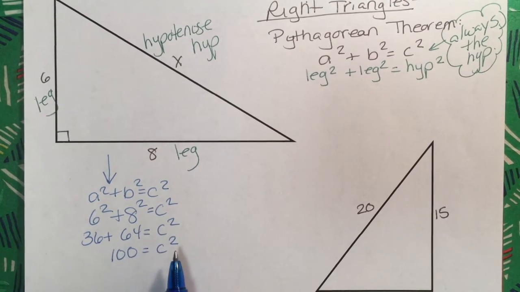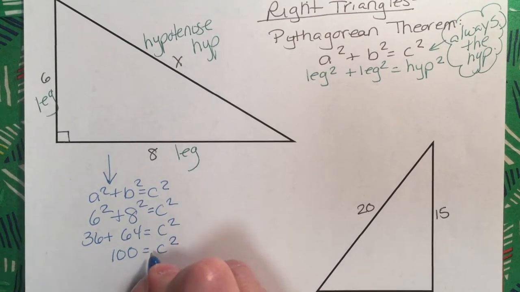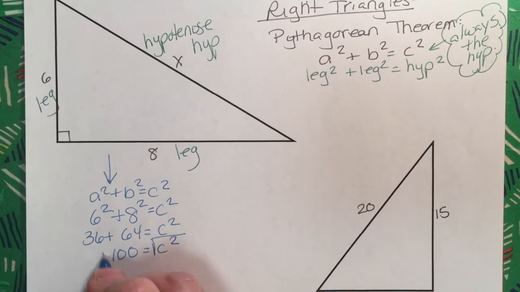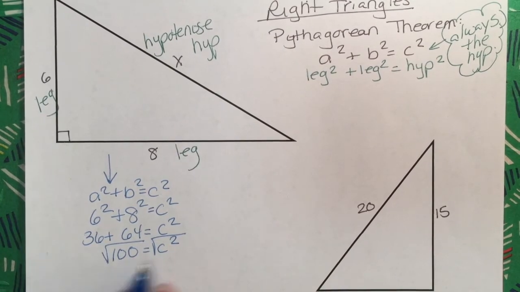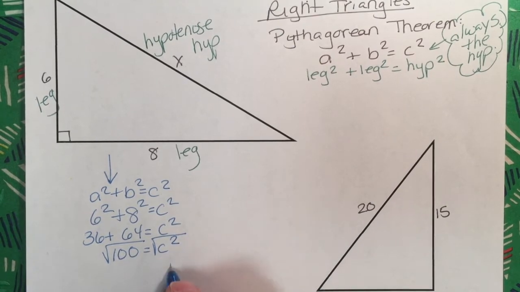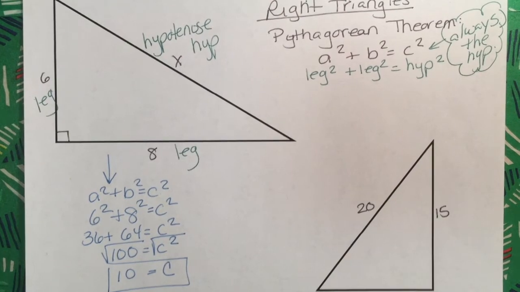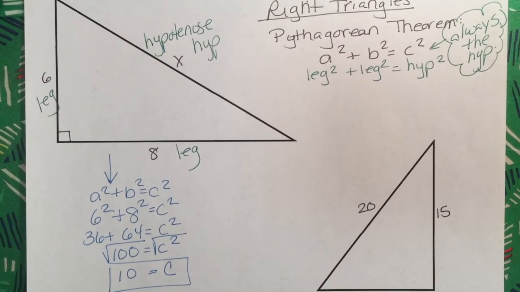Remember, that's c squared. I want to know what c is. I only want the hypotenuse. I don't want the hypotenuse squared. So I square root it. And if I square root both sides, because it's an equation, what you do on one side, you do exactly the same. If I square root c squared to get c, I have to square root 100, and that is 10. Okay, so my hypotenuse is 10 when my legs are 6 and 8.